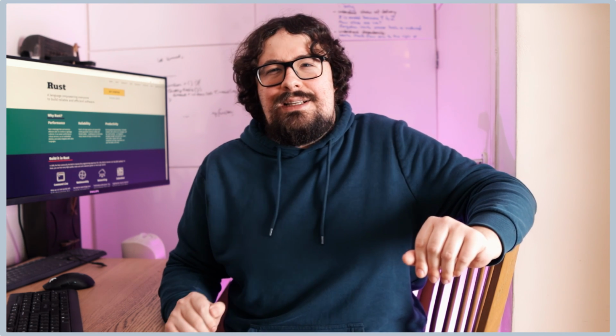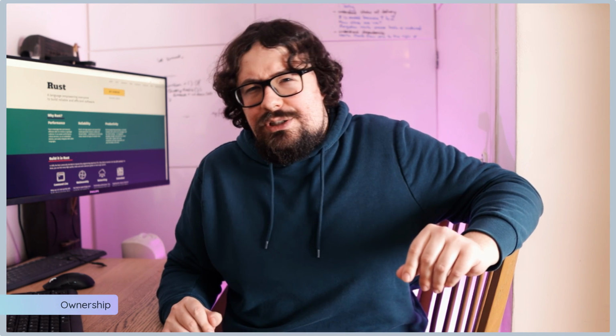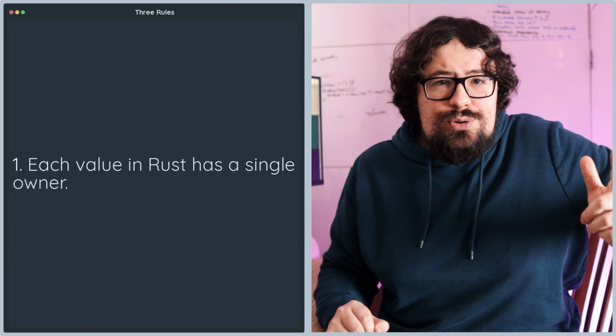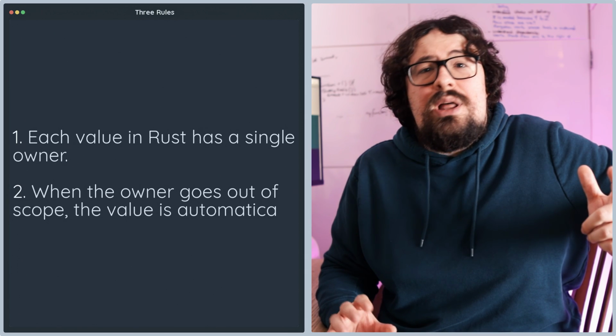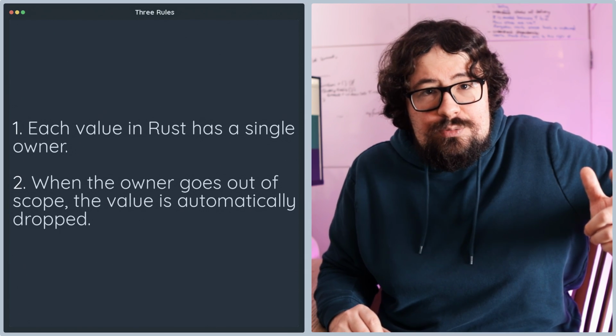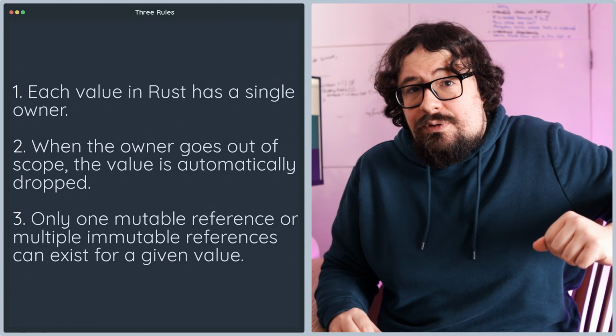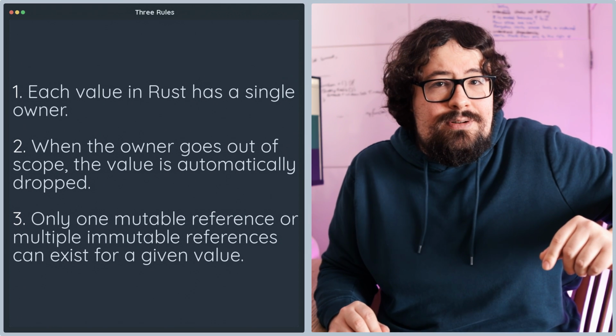Let's dive right in. First things first, let's talk about ownership. Rust's ownership system helps ensure memory safety without the need for garbage collection. This leads to more efficient and performant code. Remember these three rules of ownership. 1. Each value in Rust has a single owner. 2. When the owner goes out of scope, the value is automatically dropped. 3. Only one mutable reference or multiple immutable references can exist for a given value.